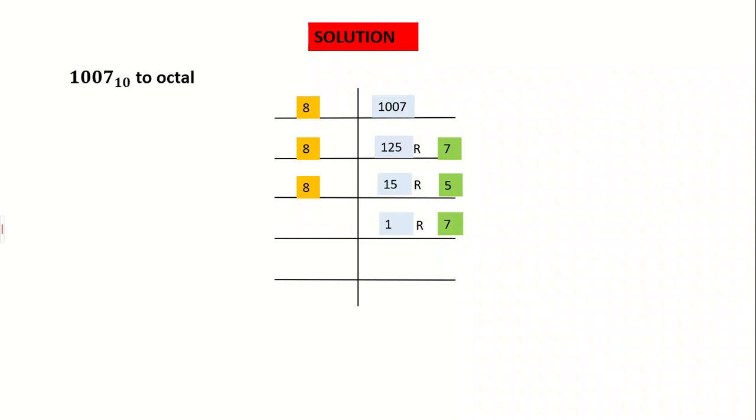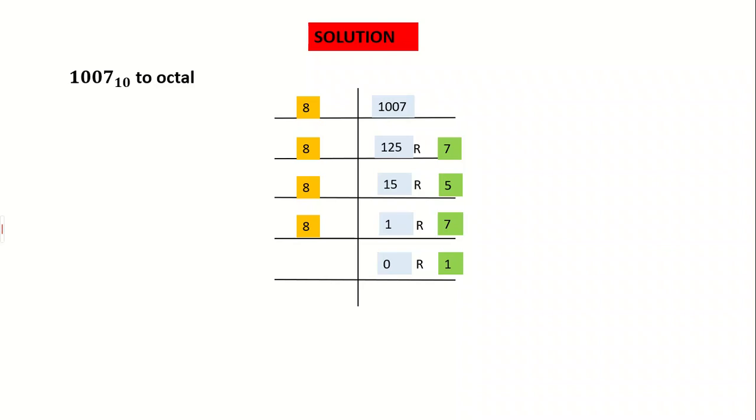Now you repeat it for the last time, because this column has to end with 0 before you stop. How many times can you find 8 in 1? That is not possible, so the answer becomes 0, then you bring out the 1 as the remainder. That's what you have there.